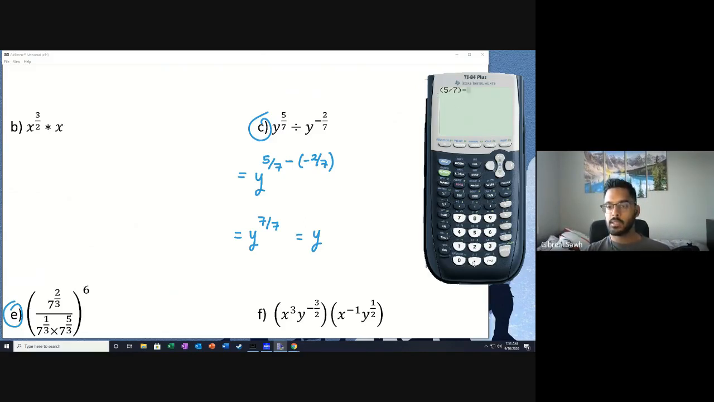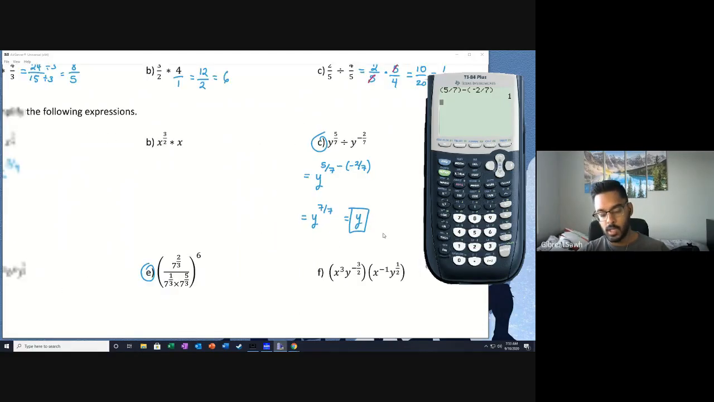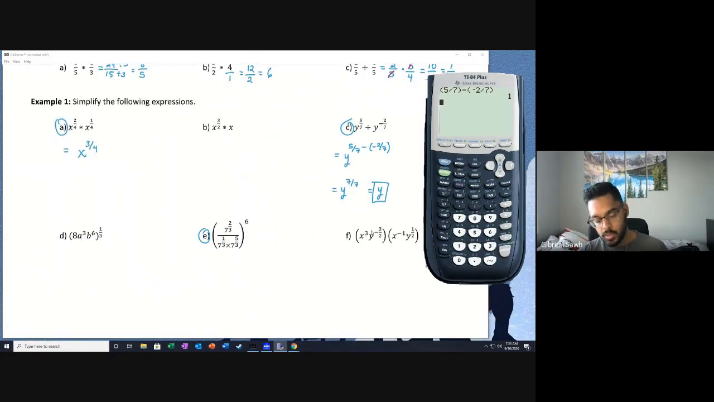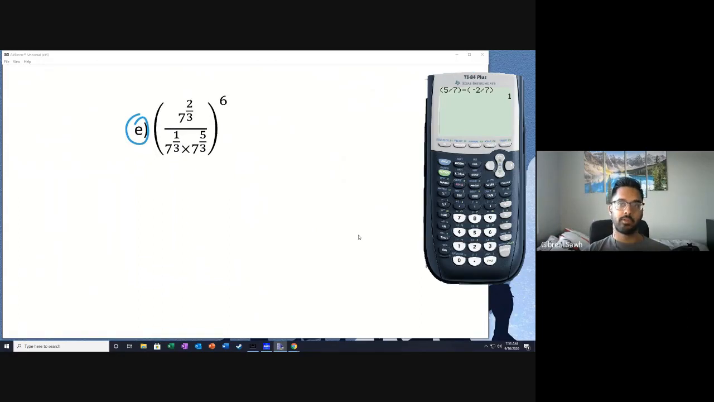Okay, so minus, and then in brackets again, negative. Make sure you use the negative button, not subtraction. Negative 2/7. Close it. Enter. It does give us that 1 exactly like we said. So there it is, y to the power of 1 as our simplified response. Now, of course, they all won't be that simple. They are going to have a little bit more work involved.